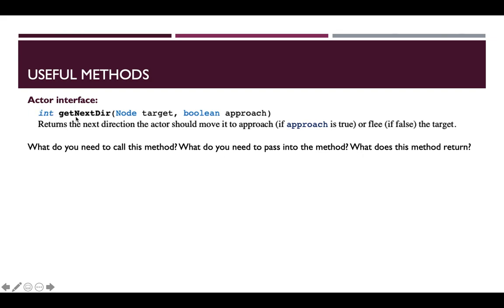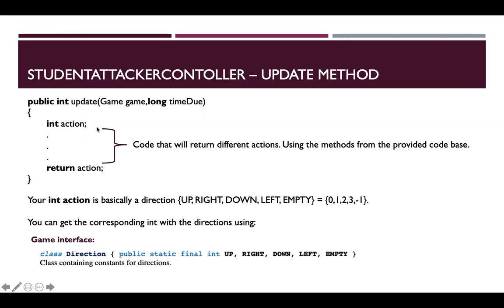And by just the name of it and reading the description, it says it returns the next direction. So it returns an integer that represents a direction. If we remember, we covered that up here. So these are what it's returning. So it's returning something that you could save into your action and then later on return your action.